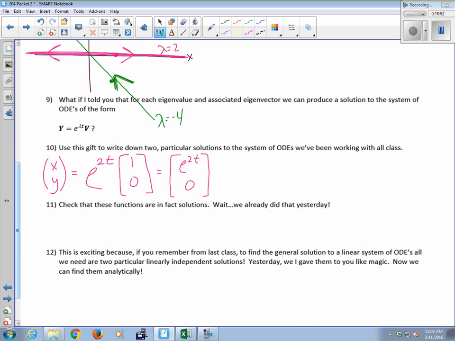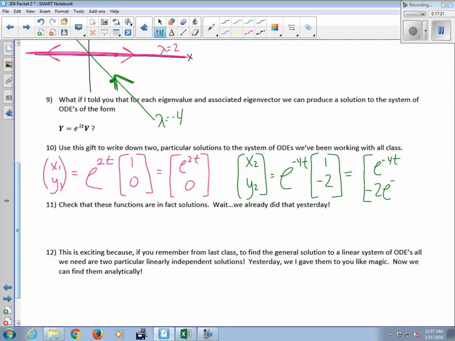So let's call this x1, y1. And then I'll have another solution, x2, y2, which is e to the negative 4t times 1, negative 2, my other eigenvector. Multiply that out, and I get e to the negative 4t and negative 2e to the negative 4t. That's another solution, an x and a y that makes the system of differential equations true.